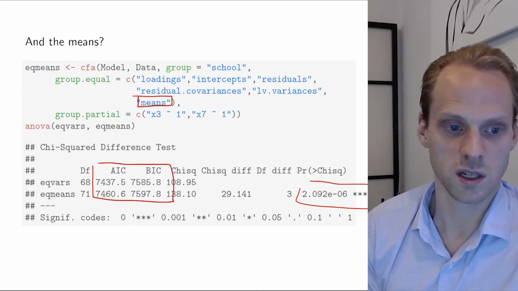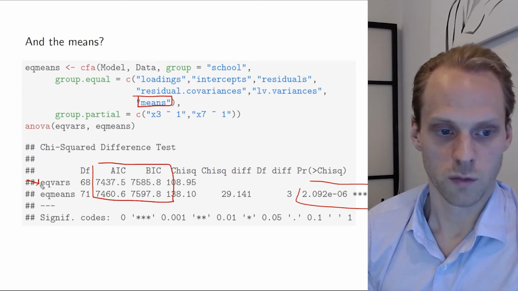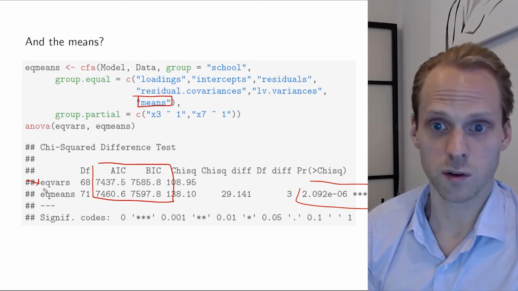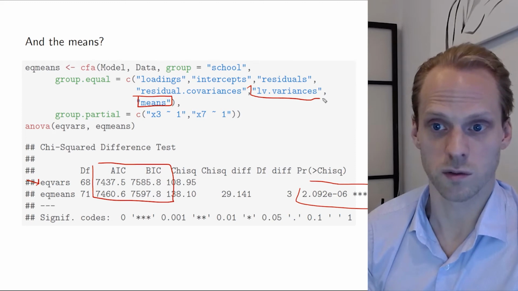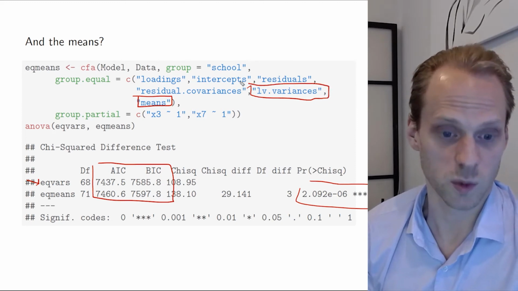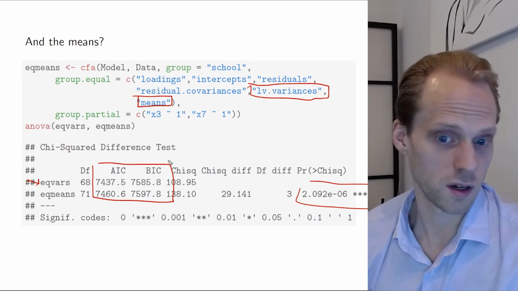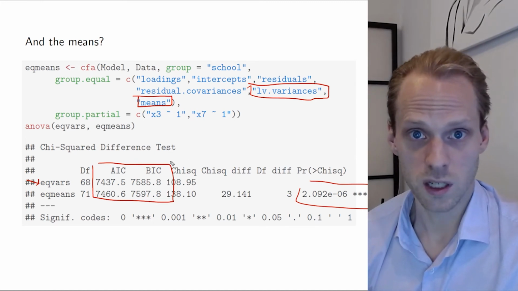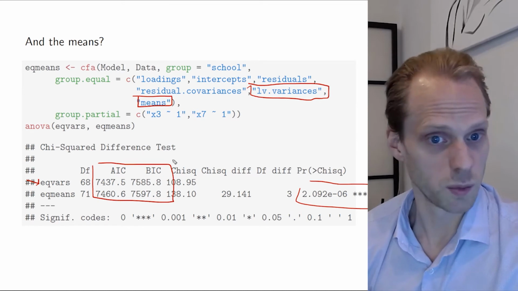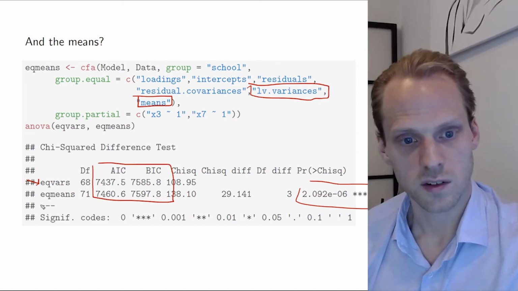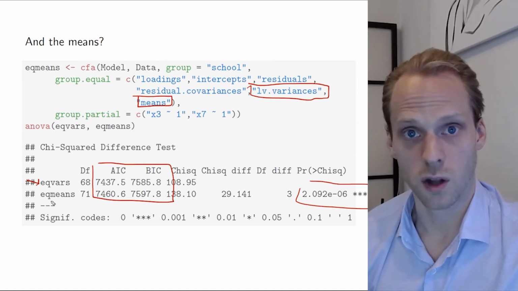So that means that we prefer the model with only equal variances and not equal variances and means, because this also has equal variances in there as well. They're nested, the models. That's important. So that means that we reject the hypothesis that the means are equal. So we reject the null hypothesis that the means are equal here, and that gives evidence for the alternative that the means are not equal.